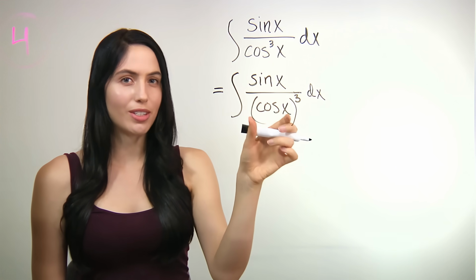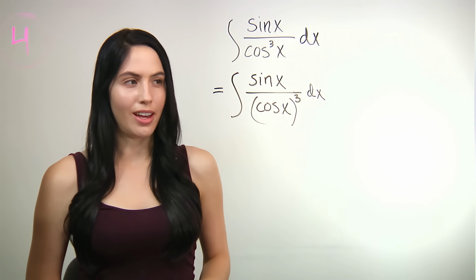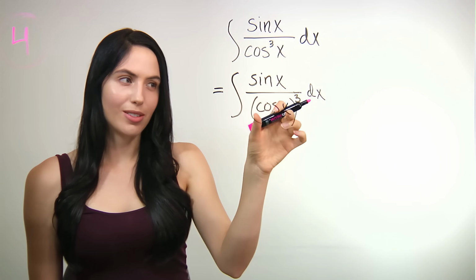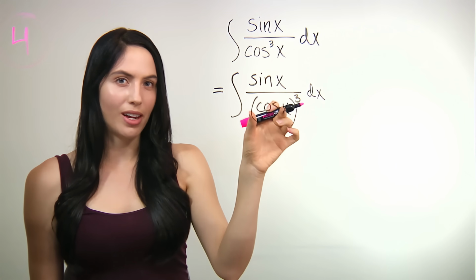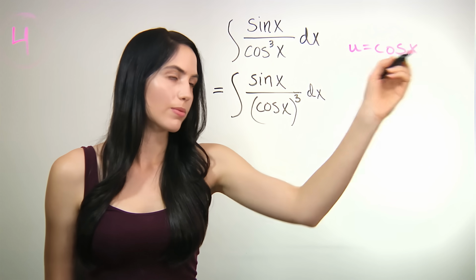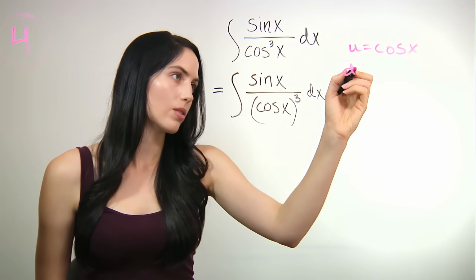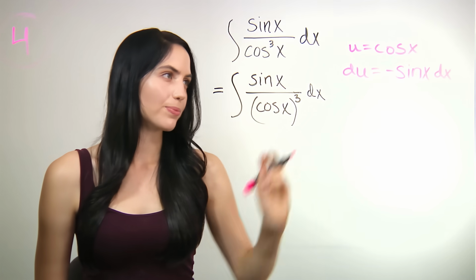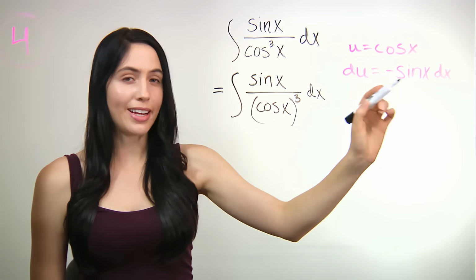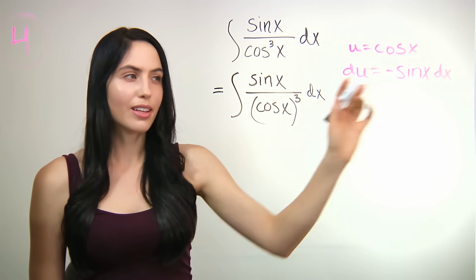This is much easier to see what to do in U-substitution. Just pick your u expression next, and the best choice is usually what's inside the power. So u can be equal to cosine x. Now find your du differential. When you take the derivative of cosine, you get negative sine. So your du is negative sine x dx.